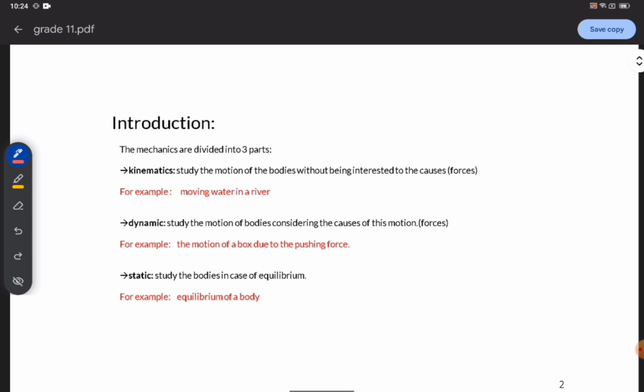Second, dynamics studies the motion of bodies considering the causes of this motion, forces. The cause of the motion is always the forces. For example, the motion of a box due to a pushing force. And third, statics studies bodies in equilibrium, for example, equilibrium of a body.